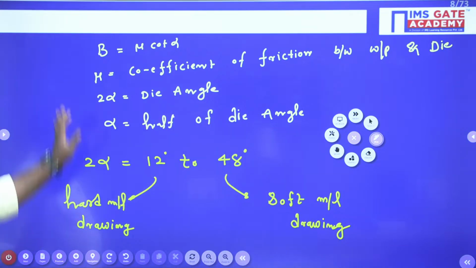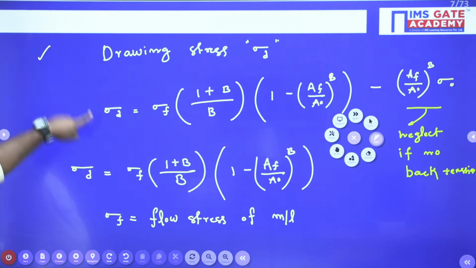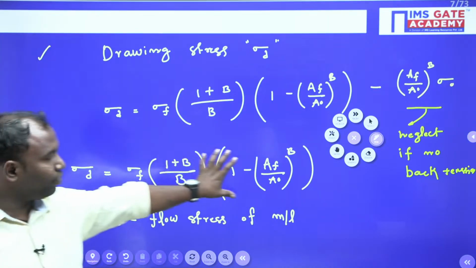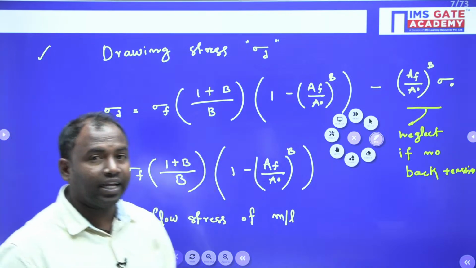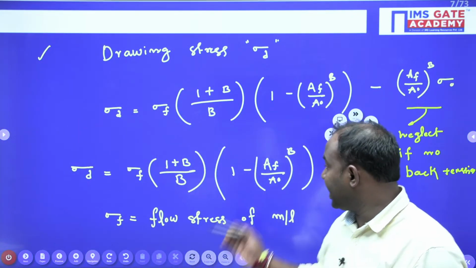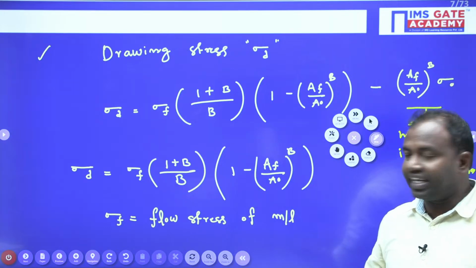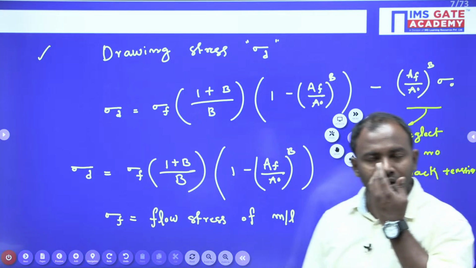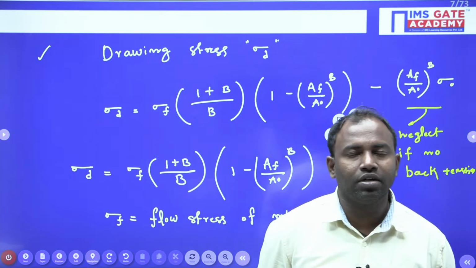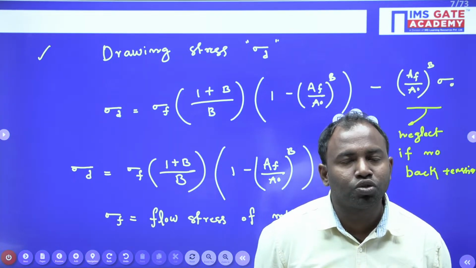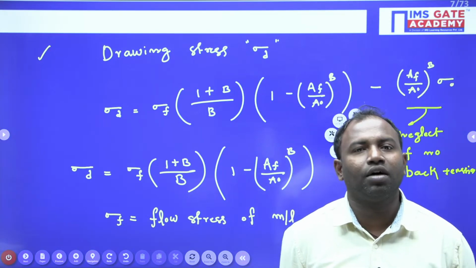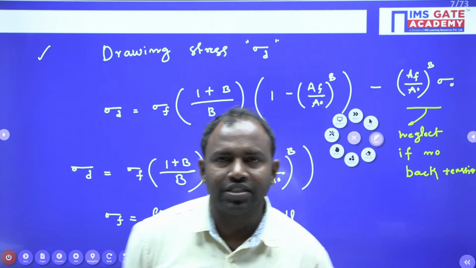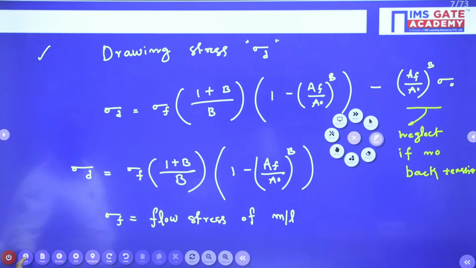Now, so drawing stress we have calculated. So drawing stress is equal to, if you apply this formula, as you know that AF is the final cross section area, A naught is the initial cross section area. B is mu cot alpha, and alpha is half of the die angle. Suppose a die angle is given as 20 degrees, then you are supposed to take alpha as 10 degrees. Half of the die angle you are supposed to select. Hope you understand, guys. Now let us go for drawing force.